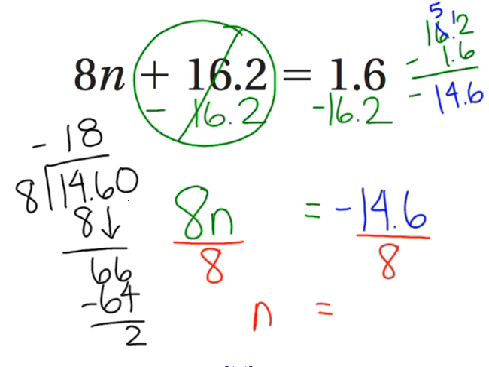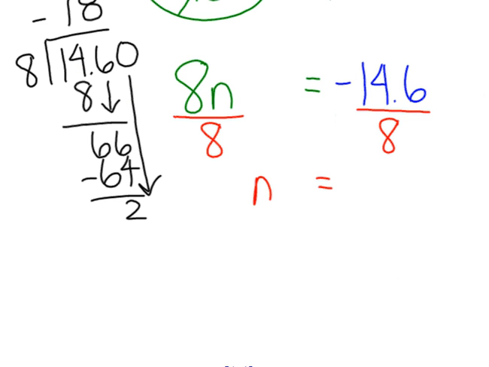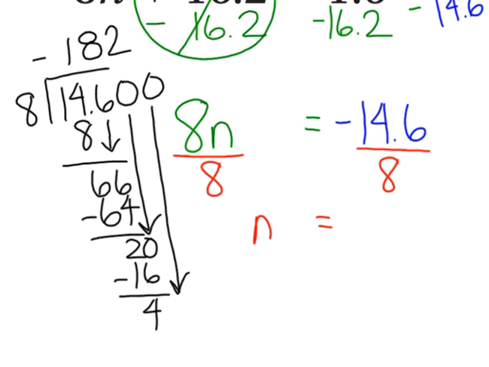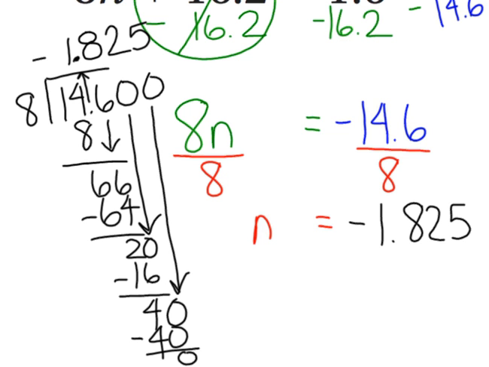We can continue dividing. So 8 goes into 20 twice. And we'll add one more 0. 8 goes into 40 5 times. And now we ended at 0, so we know we're done with the division part. And then in my answer, the decimal point's going to move directly up. So my final answer is -1.825.